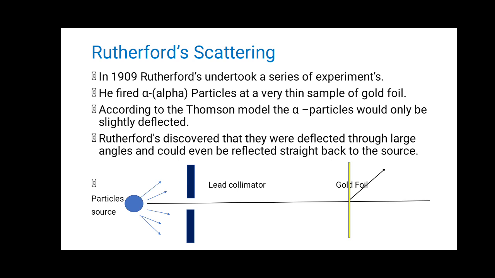Rutherford undertook a series of experiments. He bombarded alpha particles at a thin gold plate, where some alpha particles could not change their direction, but some alpha particles were deflected through a large angle, and some were reflected straight back to the source.